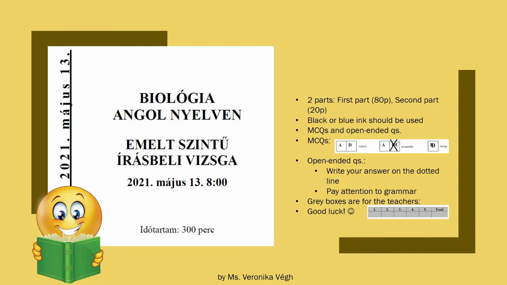It's important to keep in mind that you can't get more points if you work out both of the optional tasks. In case of the multiple choice questions, indicate your answer clearly in the empty boxes as it is being demonstrated in here. If you make a mistake, cross out the wrong answer and indicate the good one next to that, so your corrections should be clear. As for the open-ended questions, write your answers always onto the dotted lines and pay attention to grammar, please. After every single exercise, you can see these gray boxes. These are for the teachers. You don't have to write anything here. And what is important, black or blue ink should be used.